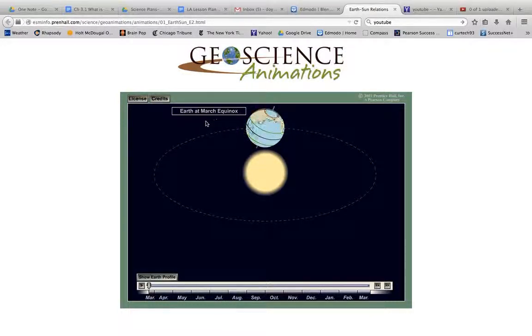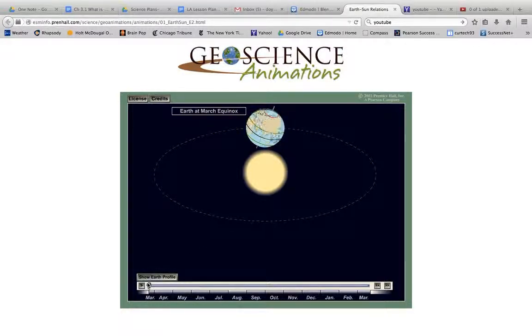Okay. So right now, if you look here, it says Earth at the March equinox. The March equinox is March 21st or 22nd, and that's the first day of spring. First day of spring is the March equinox. Okay, or spring in the northern hemisphere, I should say. It's the first day of fall in the southern hemisphere.